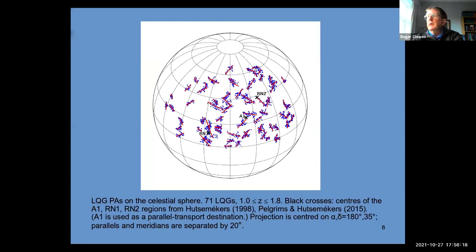So this is a plot of 71 large quasar groups from my detection algorithms with a threshold significance set. They're in the redshift range 1 to 1.8. And the black crosses are the centers of 3 regions that were used by the Liège group. And the one, A1, in the middle is the destination that Tracy used for parallel transport of the position angles.